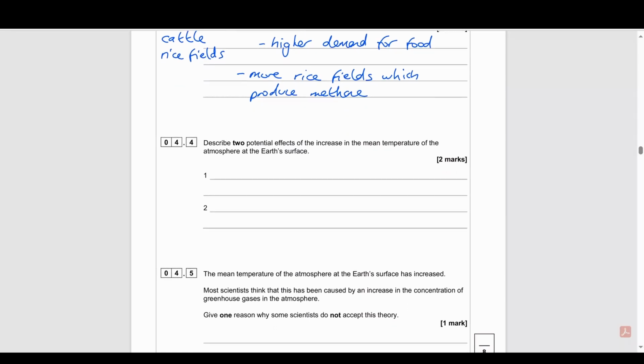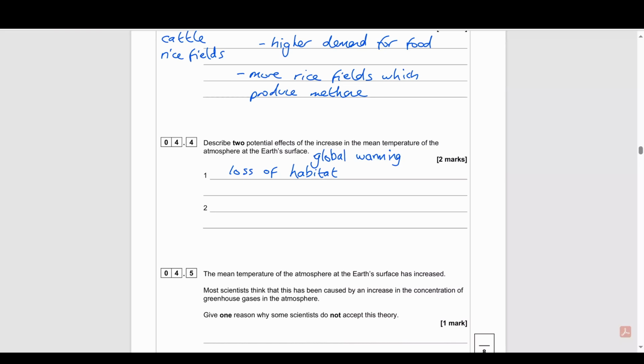4.4. Describe two potential effects of the increase in the mean temperature of the atmosphere at the Earth's surface. Well, this ultimately is discussing global warming. So, what are the effects, consequences of global warming we need to give? Well, if the temperature of the Earth's surface is increasing, that can do many things. One of the main things it can do is lead to a loss of habitat. So, a place where animals may be living has been destroyed due to the temperature being too high for them to survive there.